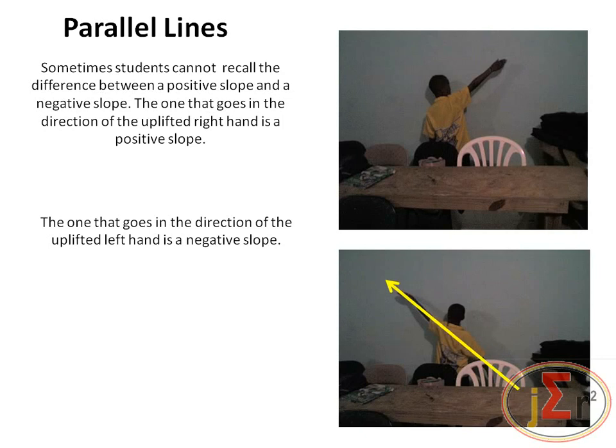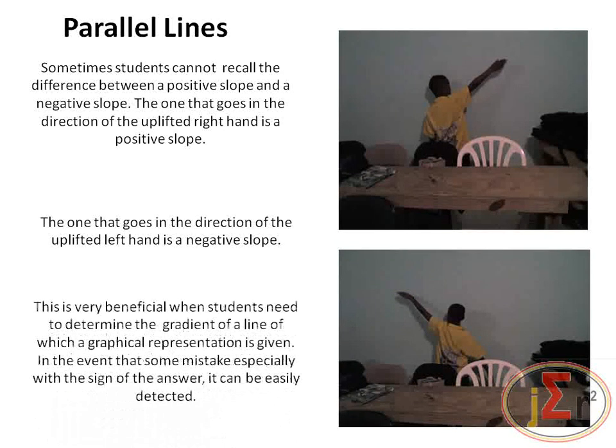So no problem determining the sign, whether it is positive or negative, of the gradient of a straight line. This is very, very beneficial when students need to determine the gradient of a line of which a graphical representation is given. In the event of some mistake, especially with the sign of the answer, it can be easily detected.